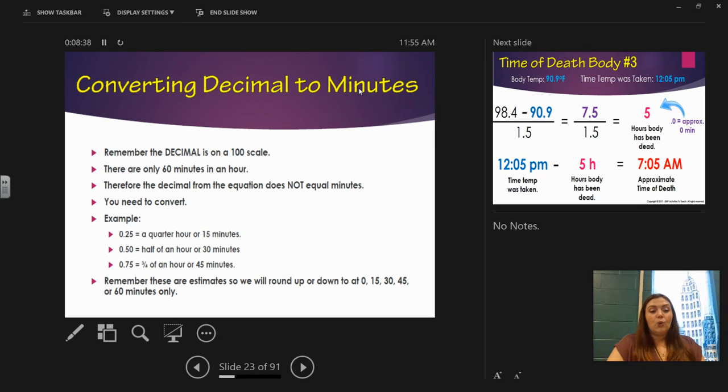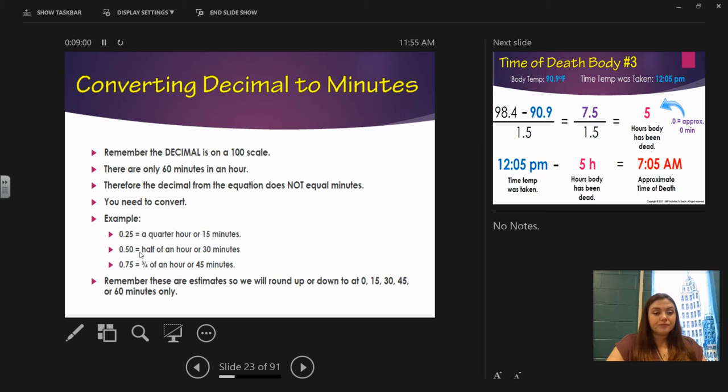Okay. Now, we do have a little bit of complication with the fact that time is weird, right? Time is not out of a 100 scale, like a decimal. It's out of 60 minutes in an hour. So the decimal from the equation does not equal minutes. If you get 9.2, that doesn't mean 2 minutes. That's not how it works. It means 0.2 of an hour.